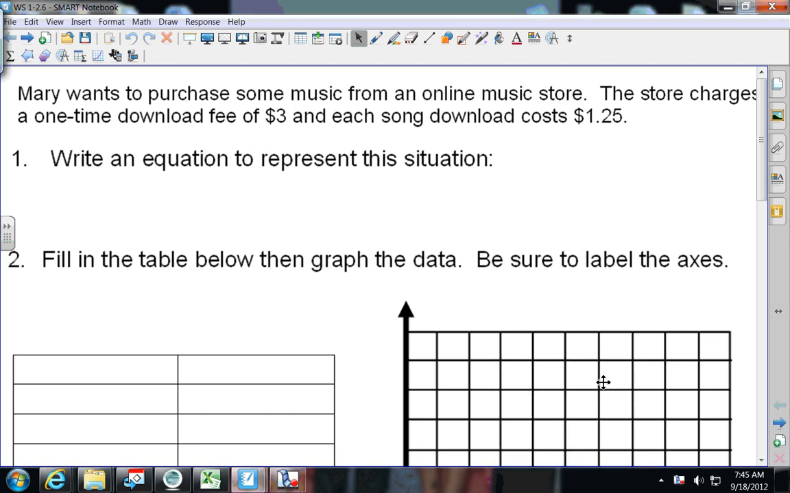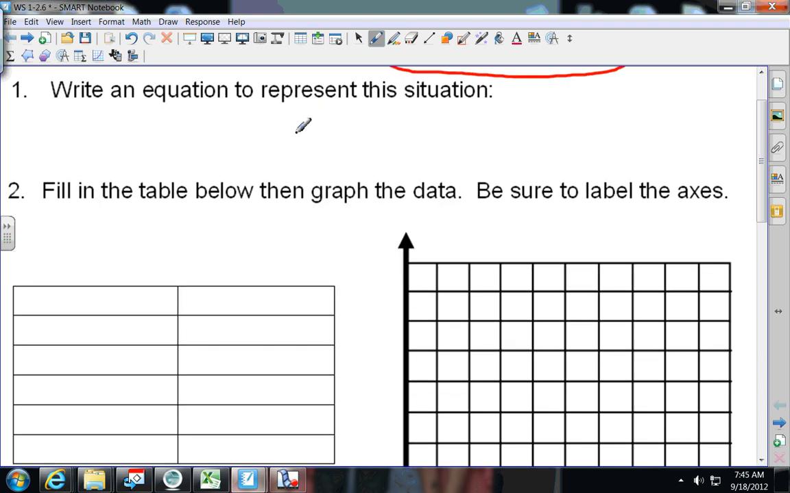Okay, as we talk about domain and range and continuous and discrete, this first problem says Mary wants to purchase some music from an online music store. The store charges a one-time download fee of $3. And then each song costs $1.25. Okay, so let's skip the equation part for a minute. Let's fill in the table.